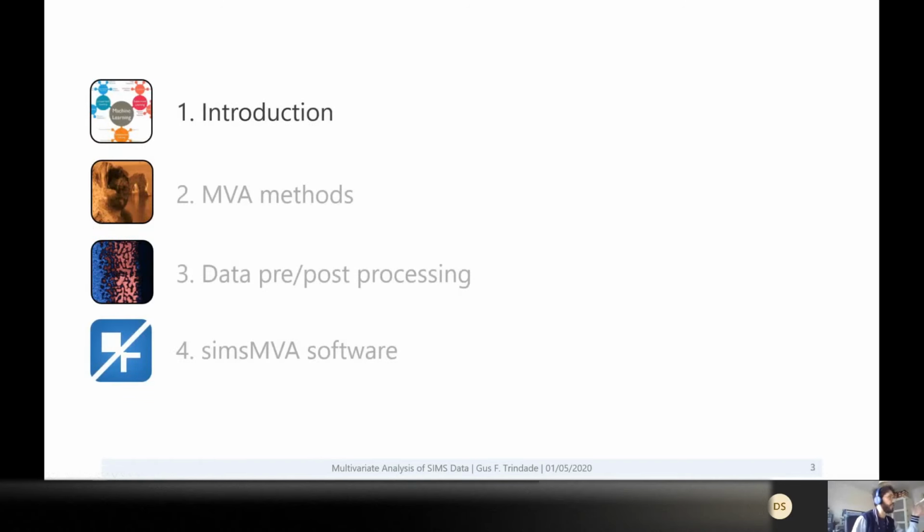Then I divide this into 4 parts. These are slides I got from a few lectures I gave, so some of you have seen these slides before, and some of the slides are new. The first bit will be an introduction, flashing some applications of what we can do with MVA. Then I will describe the most common MVA methods, then talk about data pre- and post-processing, and finalize by introducing the software that will be used for the next session.